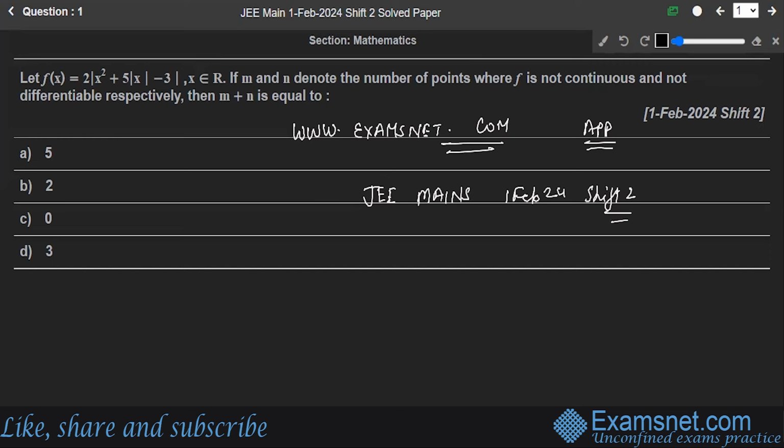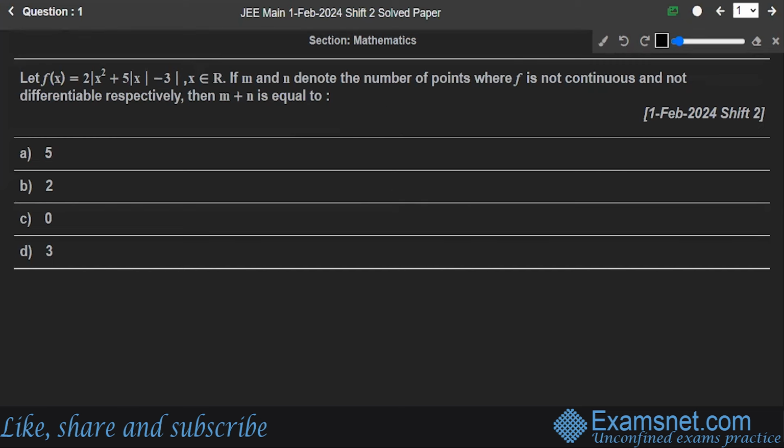Here we go. Question number 1. It says, let f(x) is equal to 2 mod of x squared plus 5 mod of x minus 3 for all x belonging to real numbers. If m and n denote the number of points where f is not continuous and not differentiable respectively, then m plus n is equal to? This is equal to the modulus of 2x square plus 5 mod of x minus 3.